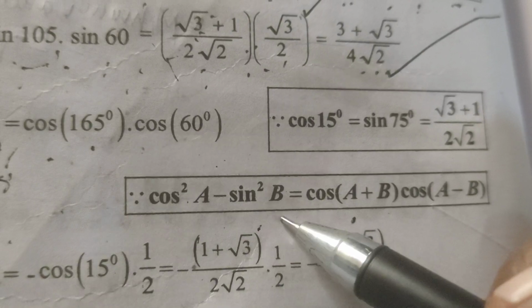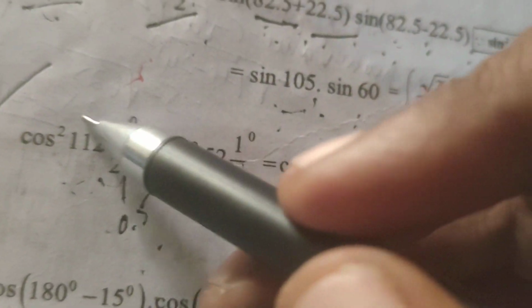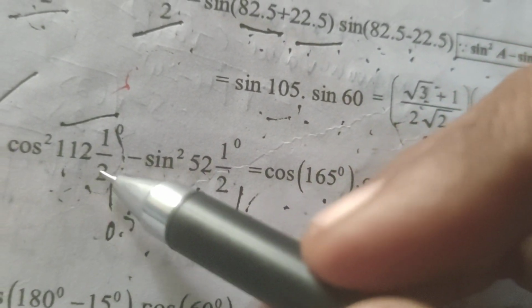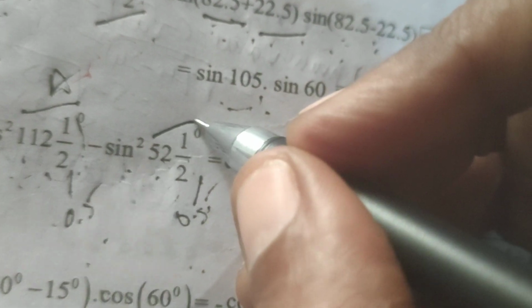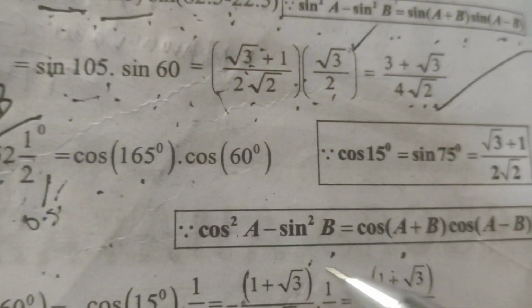cos square A minus sin square B. Here, cos square A minus sin square B, so 112 and a half degrees is considered A and 52 and a half degrees is considered B. Then applying this formula, cos of A plus B.